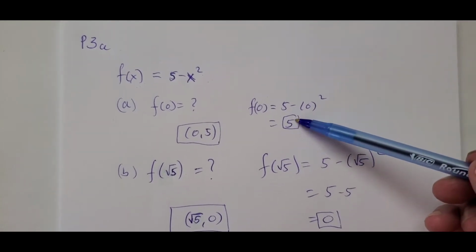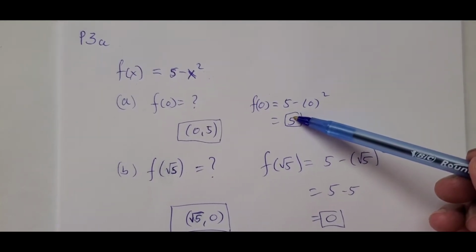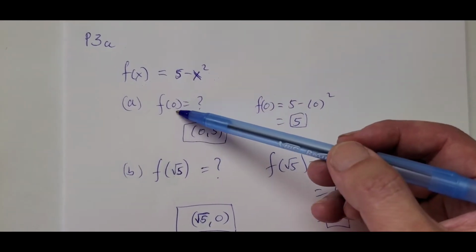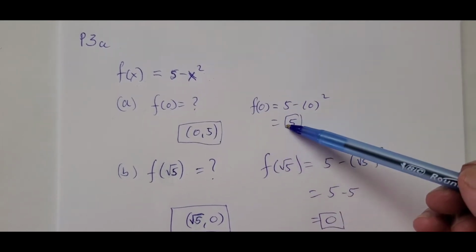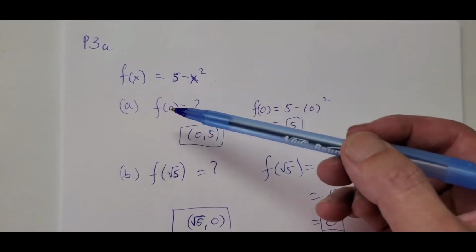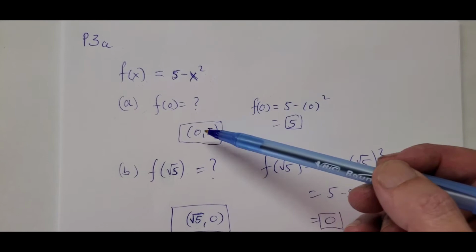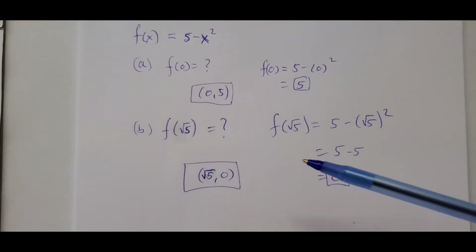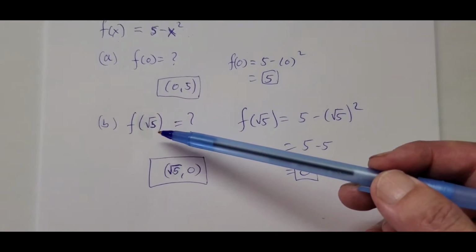Okay. You can write this as your answer, or you can leave it as a point. So 0 will be my x, 5 will be my y. One more time. 0 would be my x, 5 would be the y. Okay. Next example, very similar, just different value.